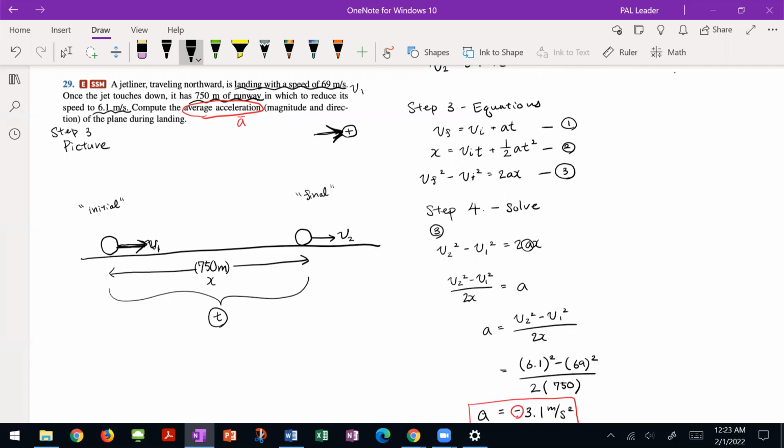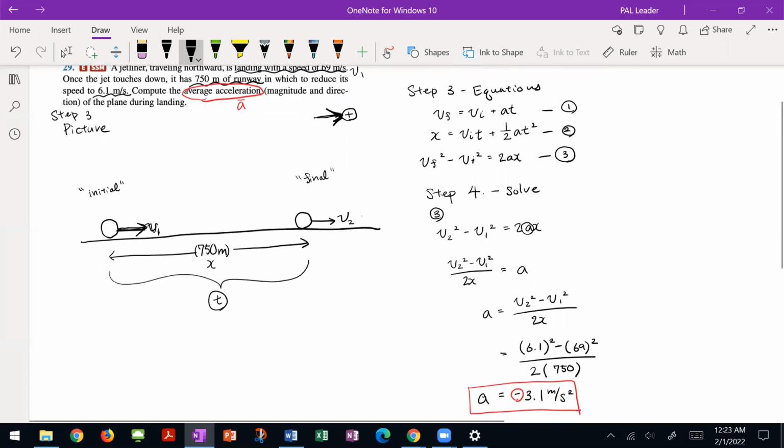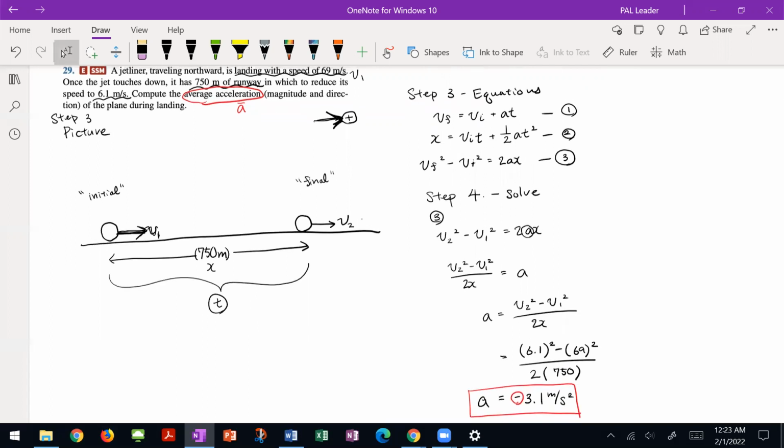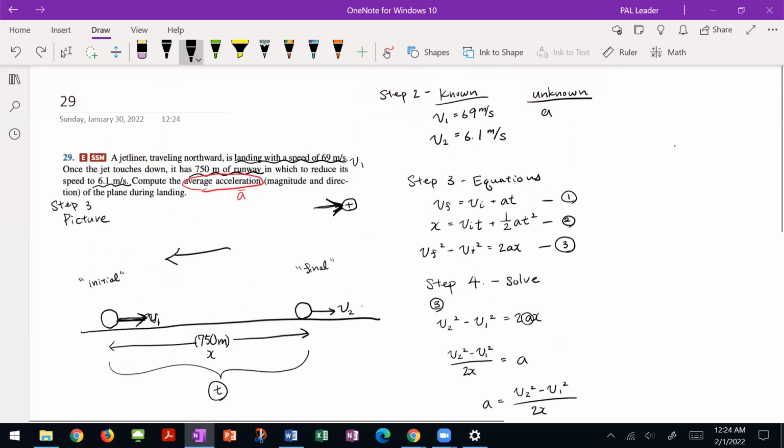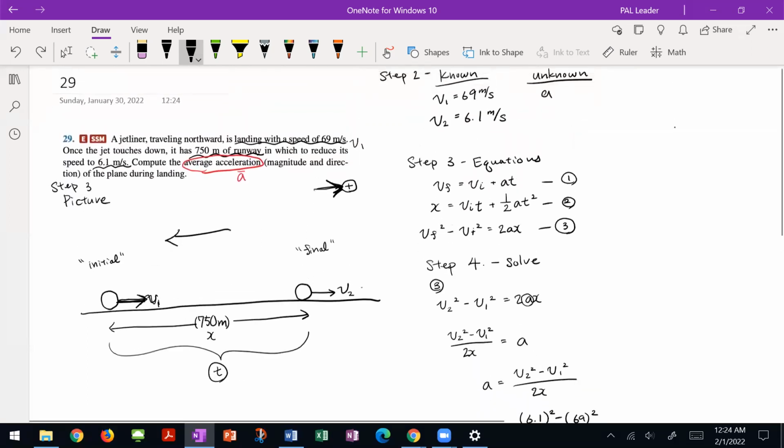We are slowing down from our initial to final. To slow down, our acceleration needs to be pointing the opposite way. Think of wind resistance or something, like we have something pushing us back to make us slow down. So I hope that negative makes sense for you guys. And that should be our answer.